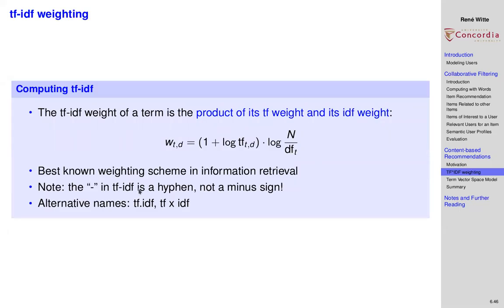You see this mentioned in lots of different places, and often it's named slightly differently. You see it as tf-idf, tf.idf, tf times idf. This is all the same thing. It's all the same calculation, just written differently, so don't get confused.